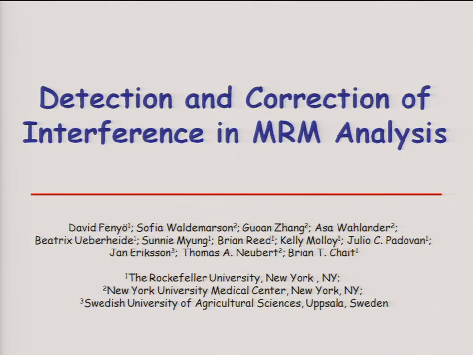Yeah, so I'm going to present a method to detect interference in multiple reaction monitoring. The background to this is that when you apply MRM analysis to quantify low abundance proteins, you sometimes get interference from other components of the sample. So I will present a very simple model for how interference happens, and then use computer simulations to query this model and see what the properties are, and then finally apply the method to experimental data.